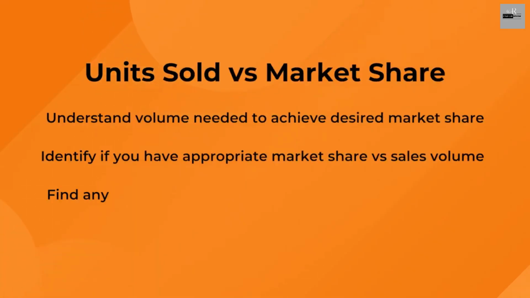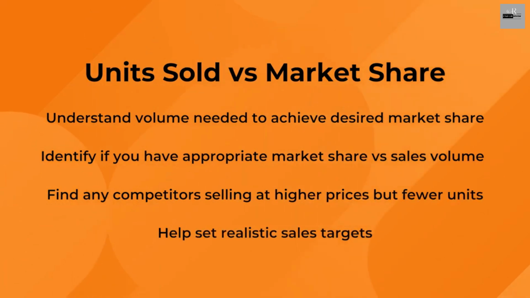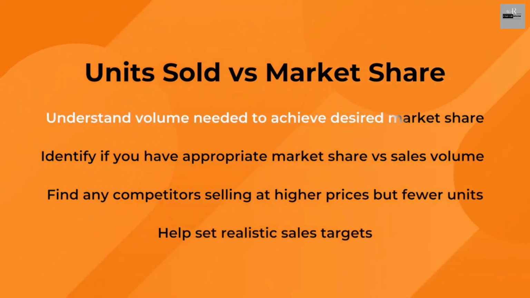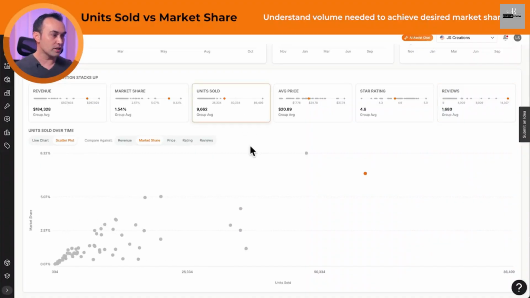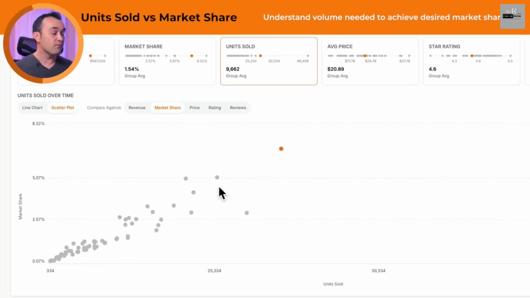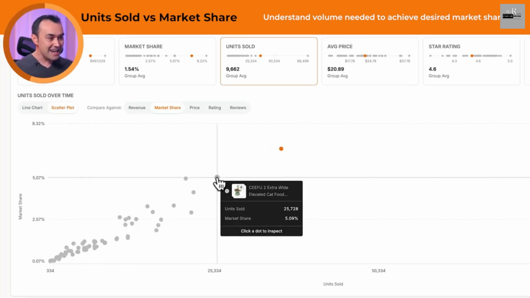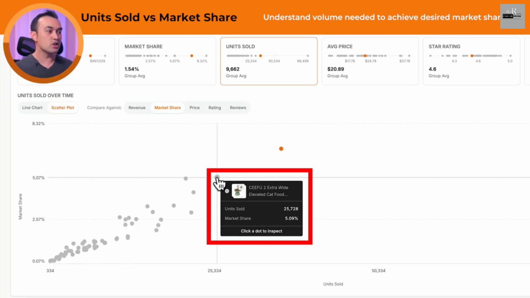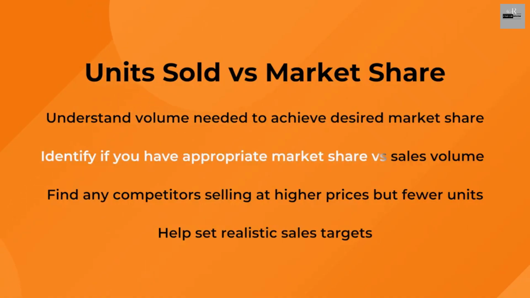Finally, let's look at units sold versus market share. This view helps you understand how many units you need to sell in order to hit your market share goals. In pet bowls, for example, let's say that you're lower down here and you want to reach 5% in market share. Here you can easily see exactly how many units you'd need to sell in order to reach that target. This view also helps you check if you're getting the market share you deserve for your sales volume.